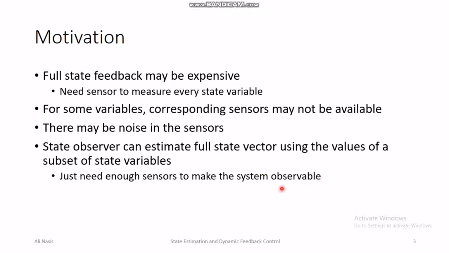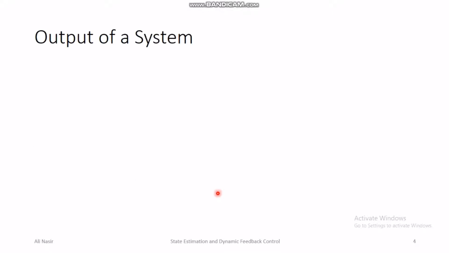Now we will also look at what observability is. In this lecture we will look at this property. This is very similar to controllability in the sense that in order to design the controller, the system must be controllable. Similarly, in order to design the observer, the system must be observable. Then we shall see how we can determine observability, what the definition of observability is, and how the state observer is designed and implemented.